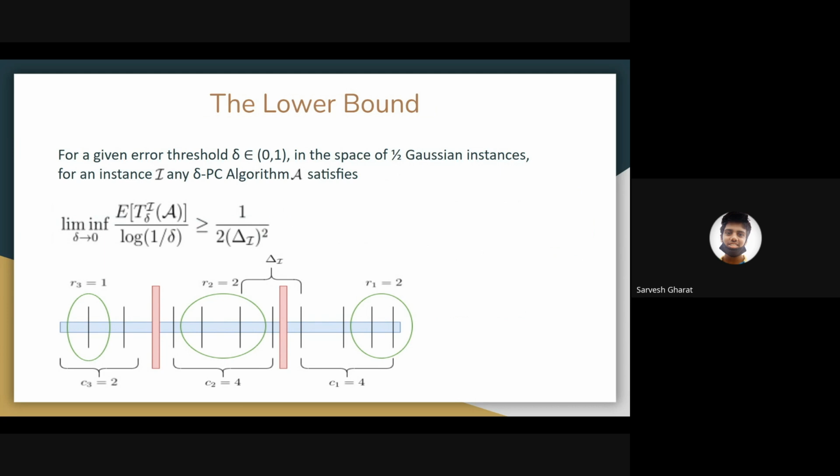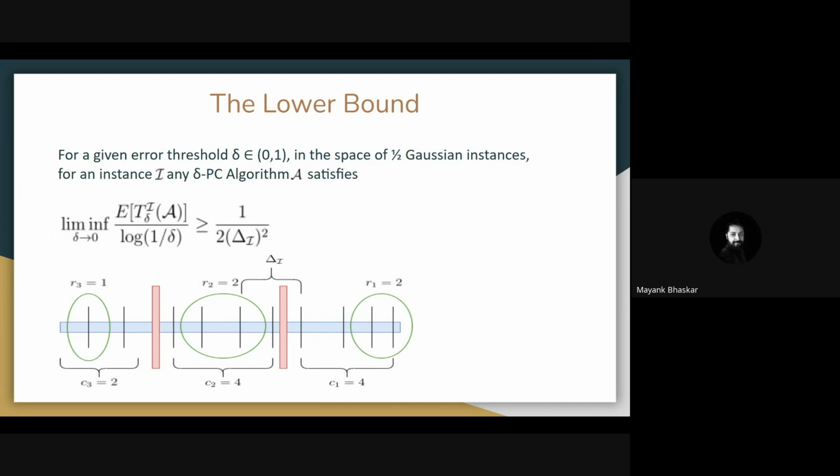That's what the fixed confidence setting means. And what this lower bound states is, if you want to solve the problem with probability 1 minus delta, then you will require at least this many arm pulls.